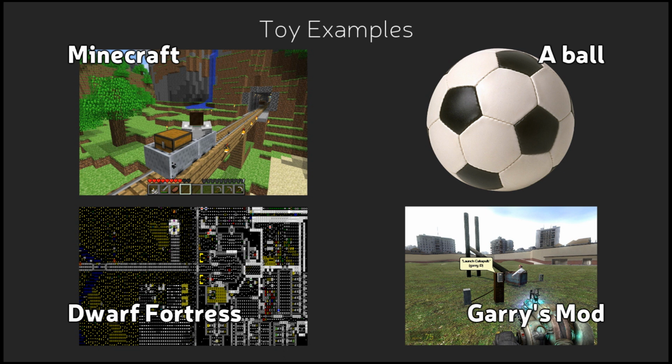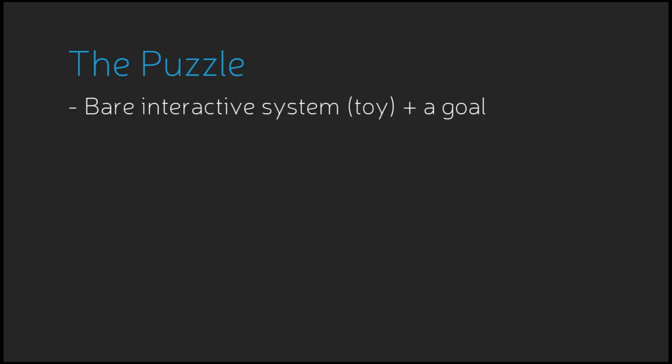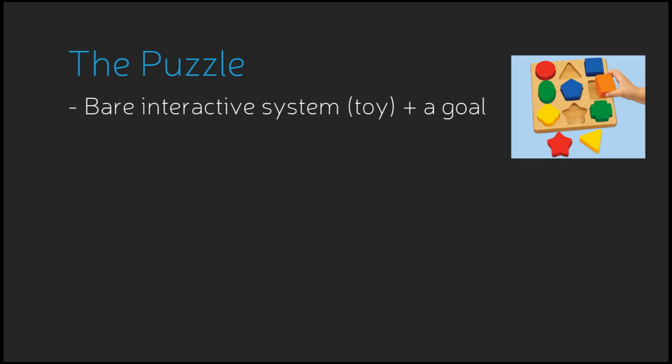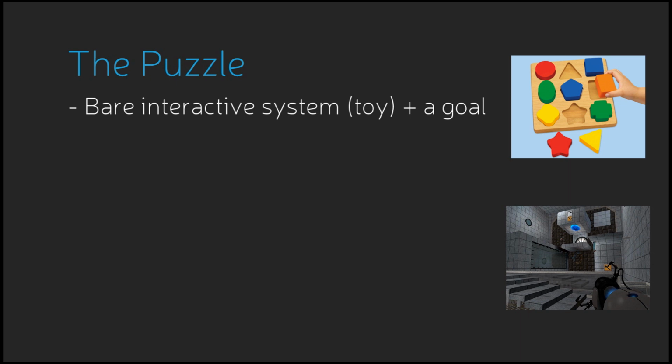The second form is the puzzle. Puzzles are a bare interactive system plus an objective or goal. So, place square peg in square hole is a puzzle. And so is a Portal level. The primary value of puzzles is solving, reaching the solution state. Good puzzles are difficult but solvable.